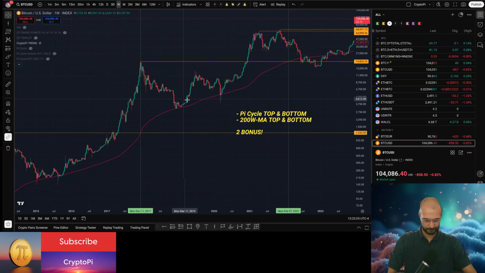And the same goes for when the parabola happens. Of course, if we consider this corona crash, it's difficult to predict something like this, but that is why we have the risk management equation.